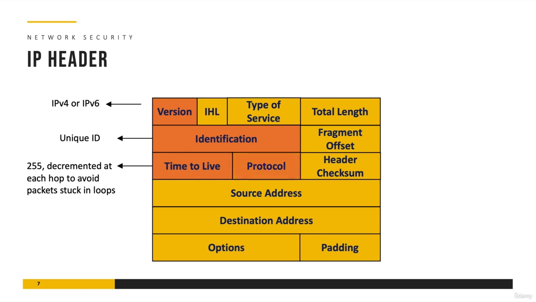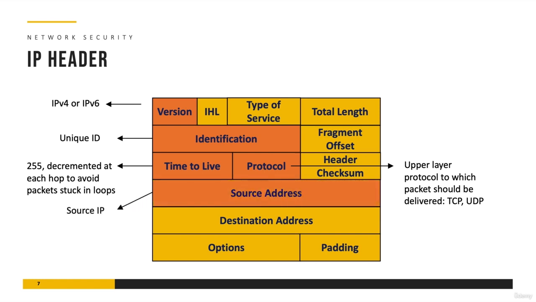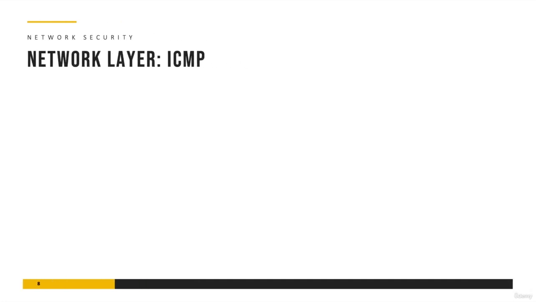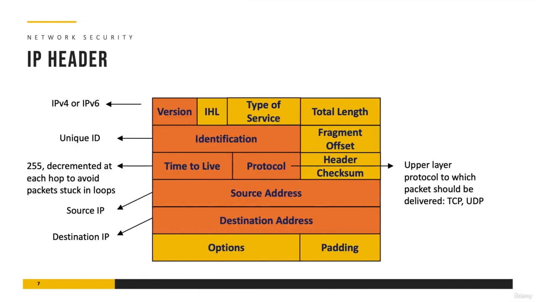Now this field is the protocol field. This tells the IP protocol which upper layer protocol it should deliver to. Should it send this packet to TCP or UDP? So this is the source IP address and this is the destination IP address. Obviously we need both. You need to put your source IP address when you send a packet, and you need to specify the destination where you want your packet to go.